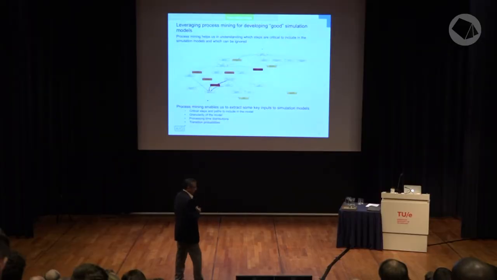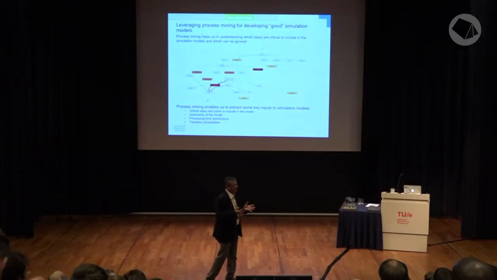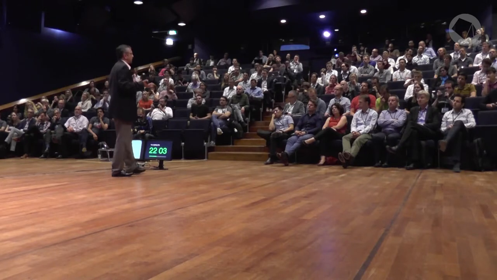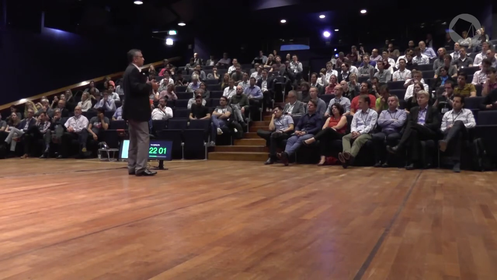So when you're building a simulation model, there are certain constructs. You first need to know what the structure of the model is. And a model is always a representation of reality, right? So there is not one unique model that describes a process.